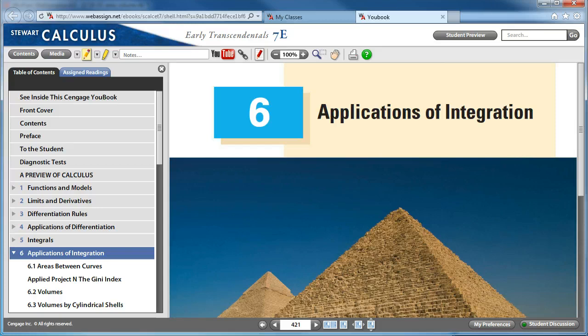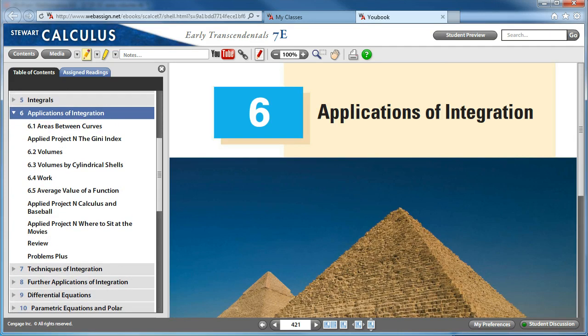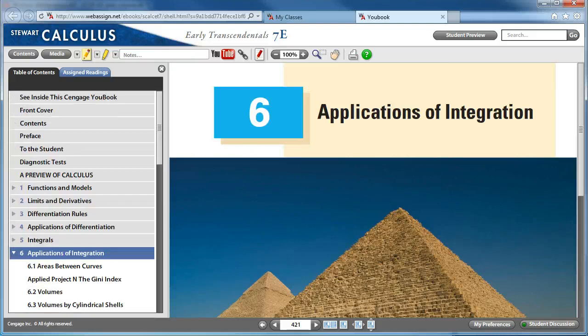Chapter 6 consists of 3 important sections and a couple of unimportant ones. Number 1, area. Number 2, volume. Number 3, some more volumes. Those 3 are important. 4 and 5 are not, particularly considering that this university has no engineering program.